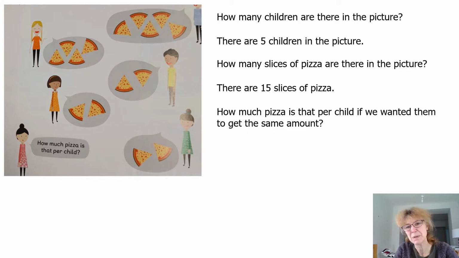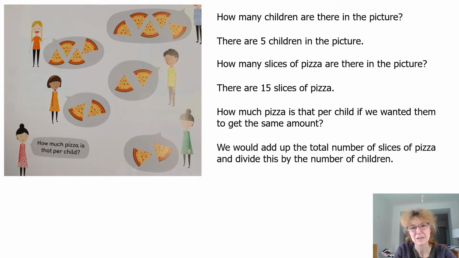But how much pizza would that be per child if we wanted them all to get the same amount, if we wanted to share it out fairly? So to work that out, we'd have to add up the total number of slices of pizza and divide this by the number of children. So that would be 15 slices of pizza divided by 5 children. So if we wanted to divide it up fairly, each child would get 3 slices of pizza each.